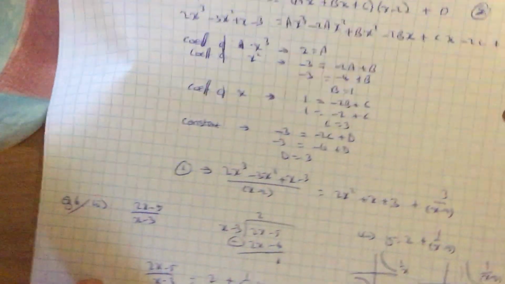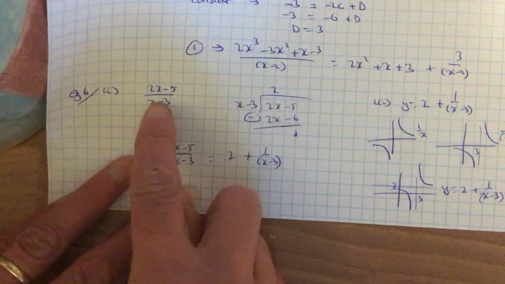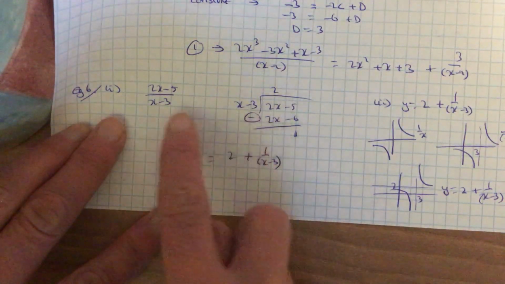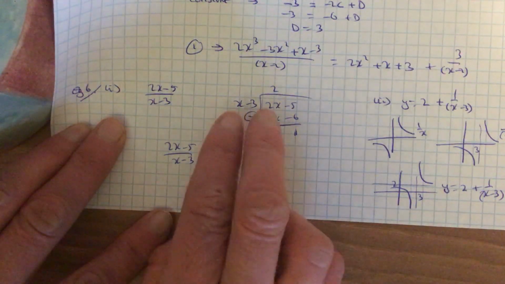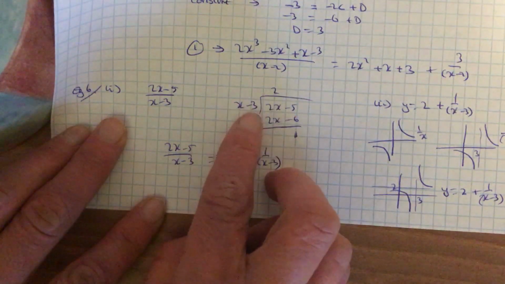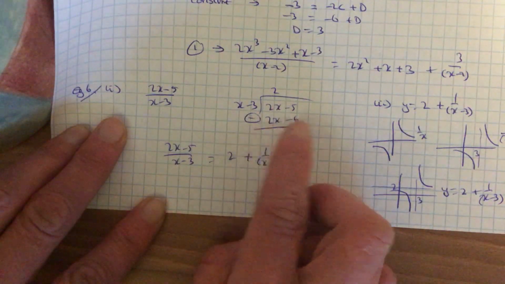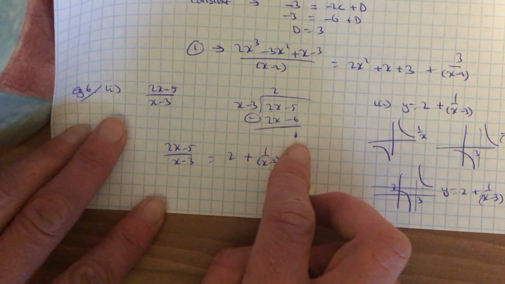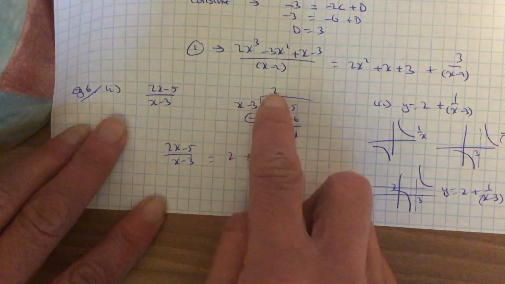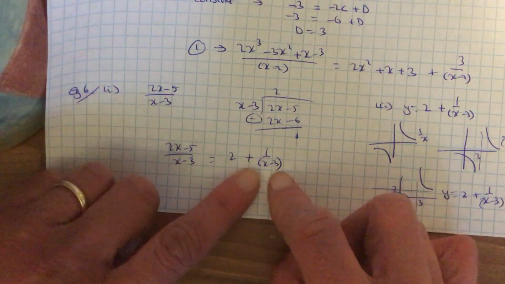Example 6, number 1. You have to divide this by this. So I'm doing a long division. Take the top line, divide it by the bottom. X into the lead number goes twice. So 2 times your divisor, 2x minus 6. Draw your line, subtract. 2x minus 2x is gone, minus 5, add 6 is 1. So your answer is 2 plus the remainder over the divisor.